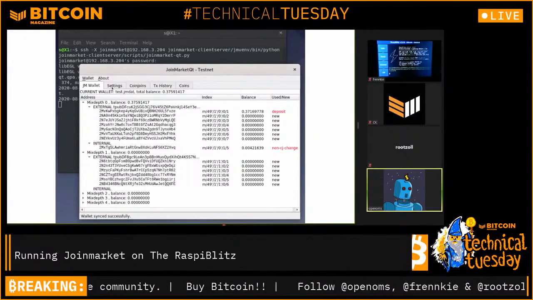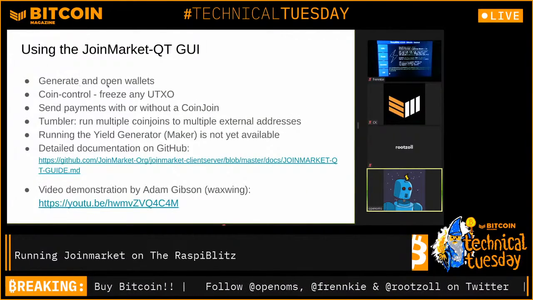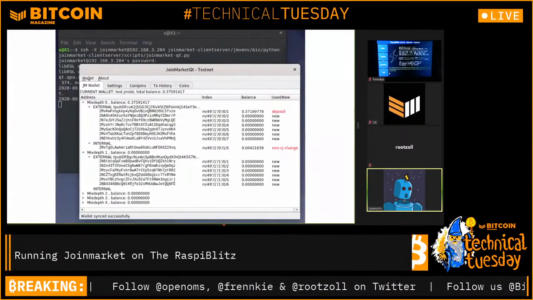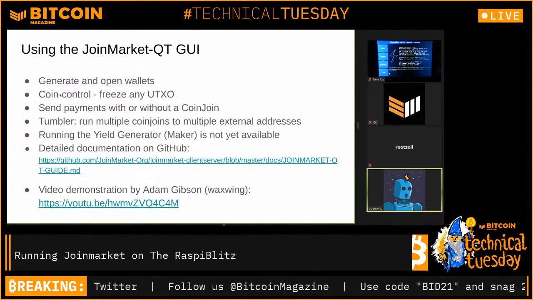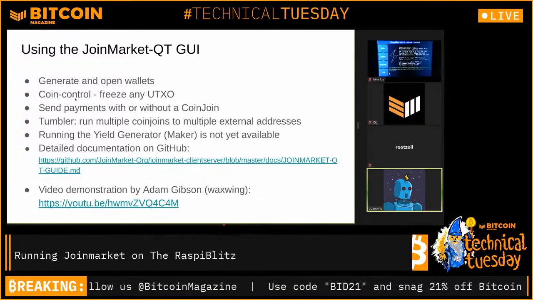With this GUI you can generate a new wallet, you can open existing wallets, and in this case it would be opened from the file system of your RaspiBlitz, from that safe place, not your desktop. And you can exercise coin control. You just right click on UTXOs and you can freeze them. You can send payments with or without a CoinJoin with the help of this send payment tab. And you can use the Tumbler options, which you can freely configure.